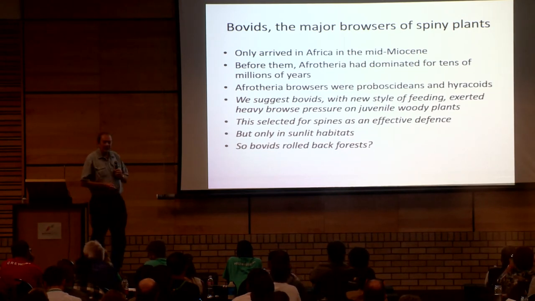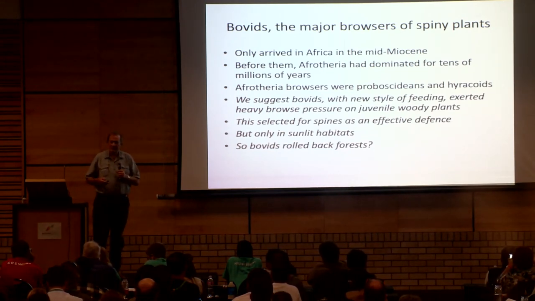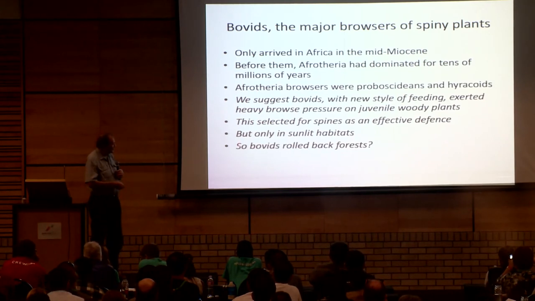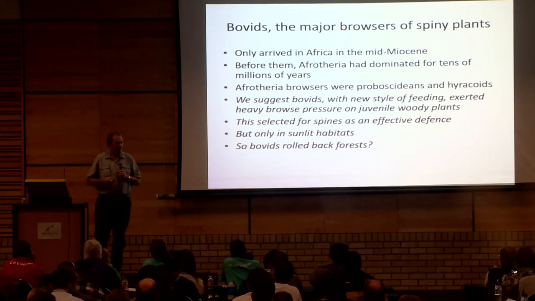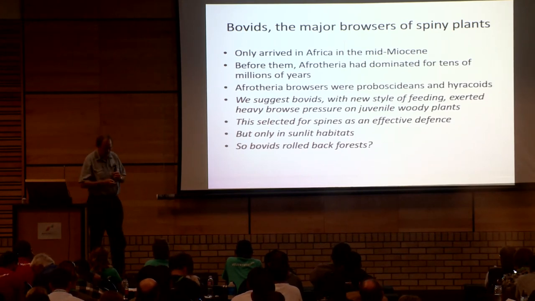But only in sunlit habitats. You needed sunlight to produce spines. So the bovids moving into forests were able to roll back the forest by preventing regeneration. So the mammals were indeed involved in the evolution of savannas.